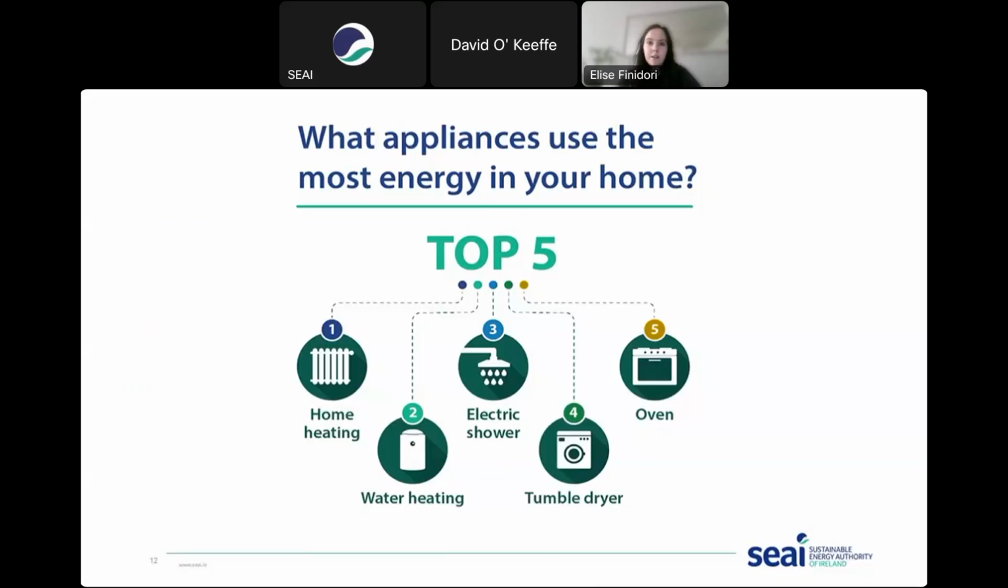We've looked at the label as a tool to help you choose products when you're looking to buy. But just to mention as well, the products that are already in your home, even if you're not thinking of replacing them anytime soon, also consume quite a lot of energy. Here on this slide, you can see the top 5 appliances that use the most energy in your house: home heating, water heating, including electric showers, tumble dryer, and the oven. As you can see, they're all products that are related to heating. That's the product use that uses the most energy. So that's something to be mindful of.